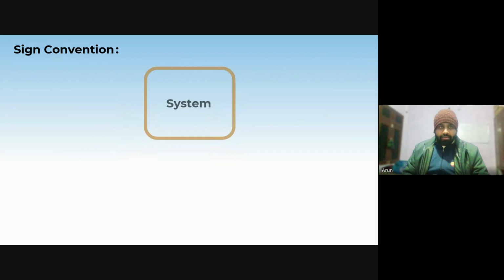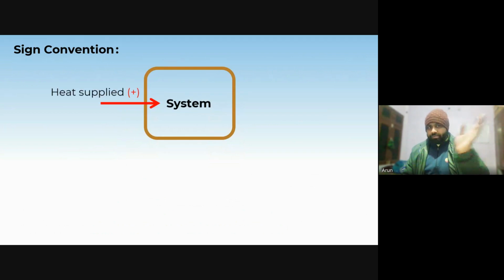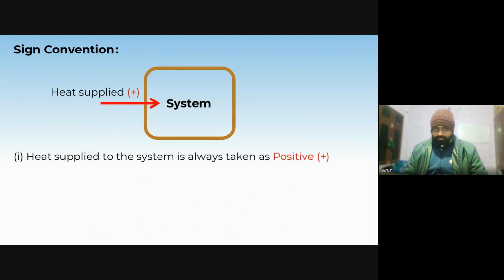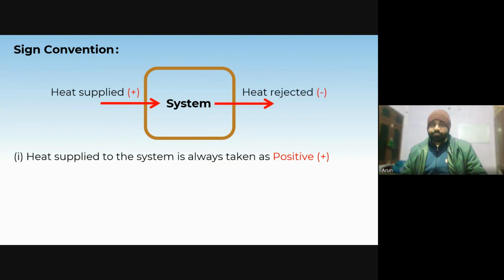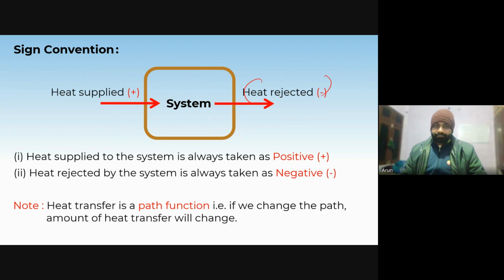Sign convention. If you supply heat to the system, it is positive. Heat supplied to the system is always taken as positive. Heat rejected by the system, the heat we gain from the system, is always considered negative. Heat transfer is a path function. We have discussed it. Heat and work are path functions. So if we change the path, the amount of heat transfer will change.